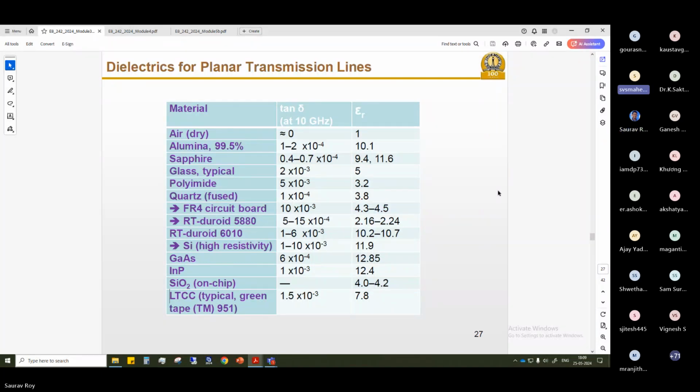So for transmission lines, generally epsilon r will be more and loss tangent will be less. And when we want to radiate, epsilon r should be less, so that fringing will be more. Yeah, good point.